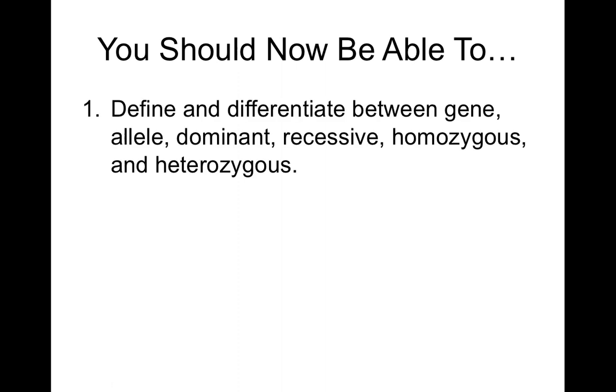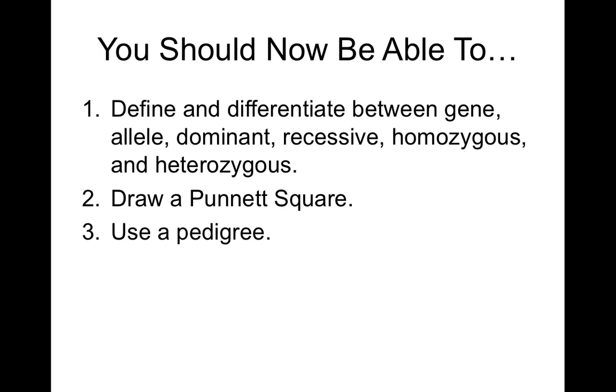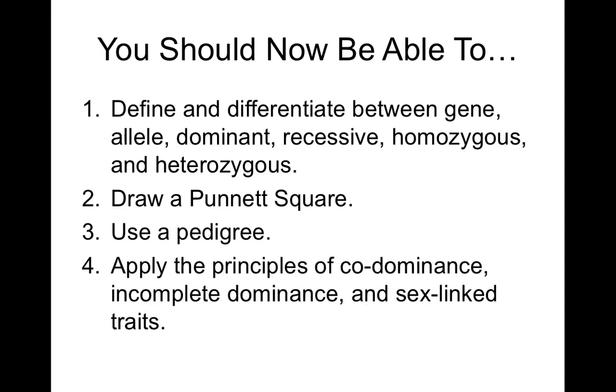So now you should be able to define and differentiate between gene, allele, dominant, recessive, homozygous, and heterozygous. You should be able to draw and apply the Punnett square, use a pedigree, and apply the principles of codominance, incomplete dominance, and sex-linked traits.